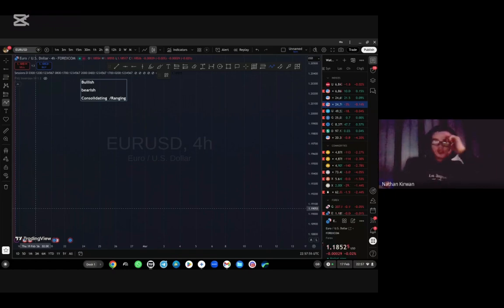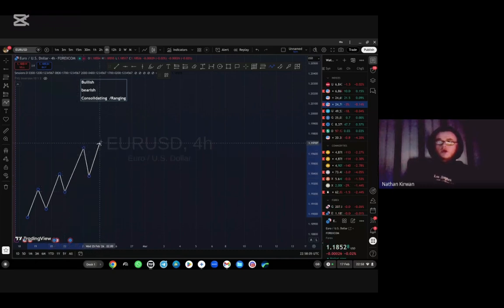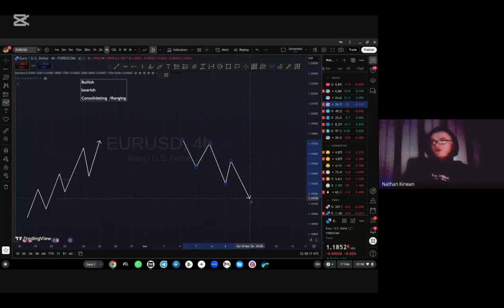How do we identify what trend we're in? A bullish trend is always going to be identified by higher highs and higher lows. Higher high, higher low, higher high, higher low, higher high. And then your bearish trend is always going to be a lower high, a lower low, lower high, lower low, lower high, and so on.